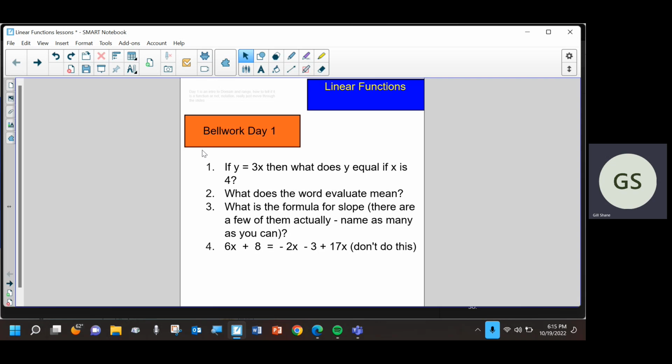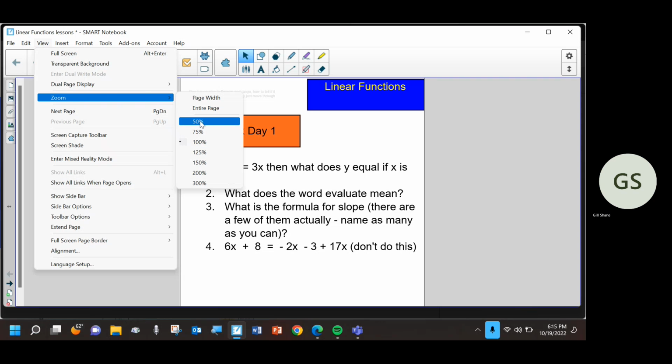For the first, actually, I think we did number 2 first. So what does the word evaluate mean? For the word evaluate, we talked about the fact that in math, evaluating really just means that we're going to solve the problem given the new information that we have. So let me zoom in real quick.